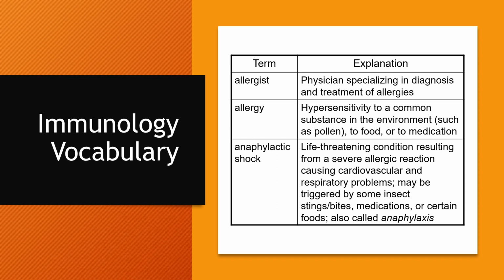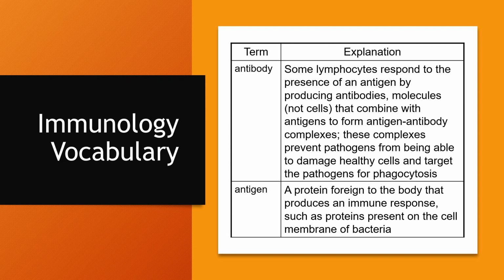It's also called anaphylaxis. An antibody: some lymphocytes respond to the presence of an antigen by producing antibodies, molecules, not cells, that combine with antigens to form what's known as an antigen-antibody complex. And what these complexes do is they prevent pathogens, such as viruses or bacteria, from being able to damage healthy cells, and then they target those cells for phagocytosis. And if you recall, phagocytosis means the process of eating other cells. An antigen is a protein that's foreign to the body that produces an immune response.